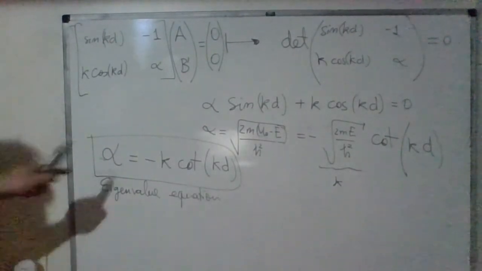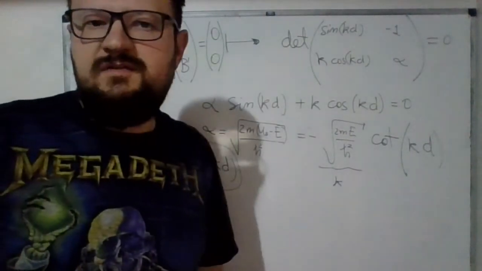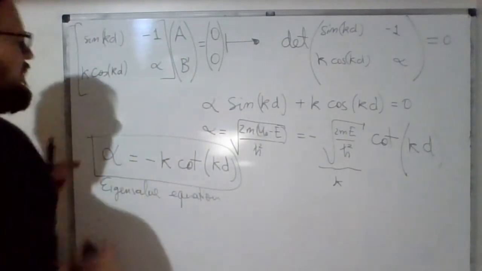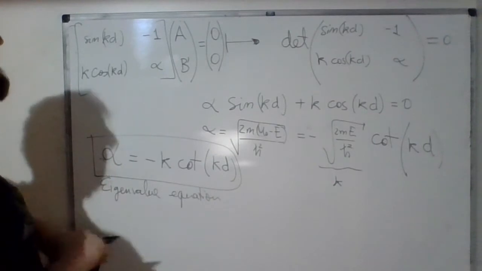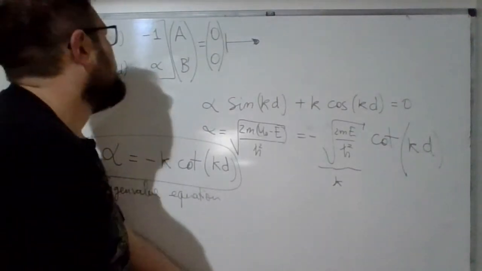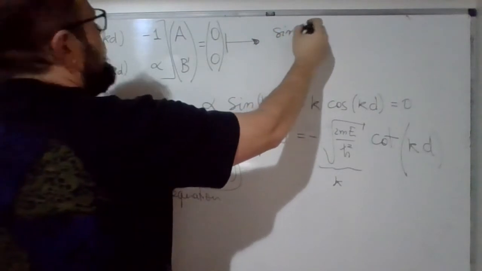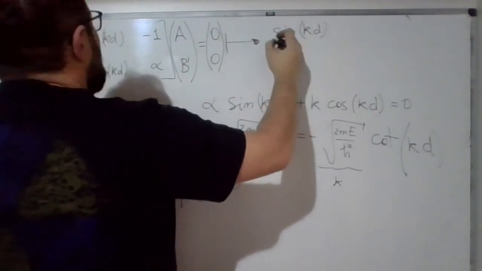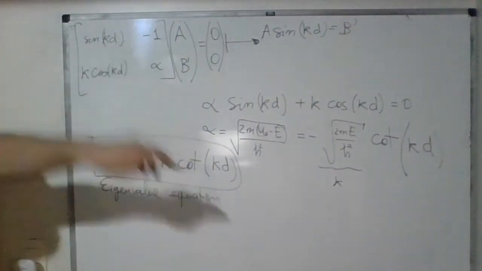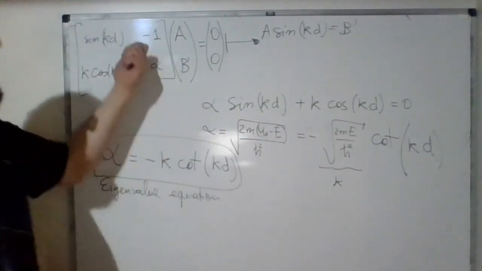And how can you solve that? Well, the possibility is to solve it numerically. The only possibility. All right? In this way, of course, if you have the solution, let me erase here, you'll find out that from this equation, sine of kd times A is equal to B prime. So B prime is already defined from your eigenvalue problem.